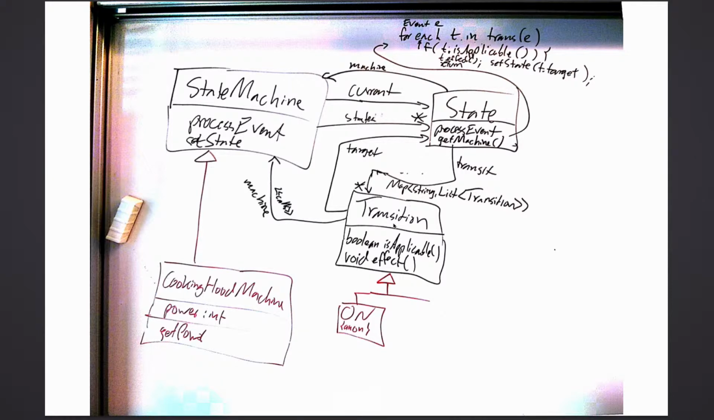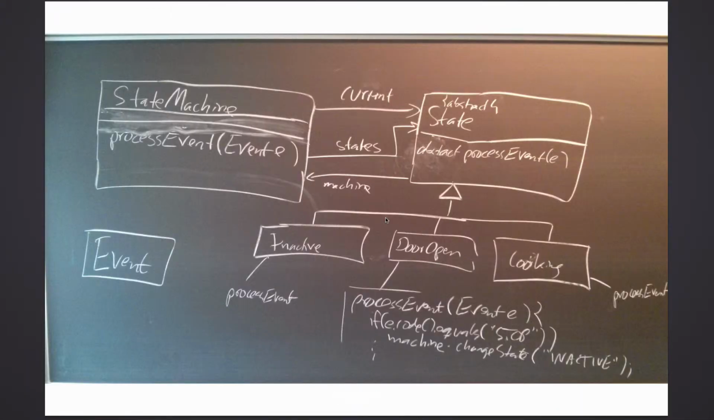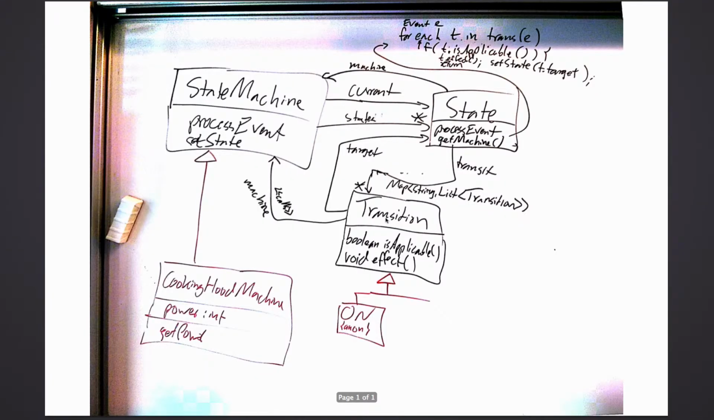Now, the way we represent transitions now is that we have an object for each transition now, where before we had an object for each state. So now we have transition objects. So now on each transition, we can ask, is this transition applicable? And we can execute its effect. And then we make subclasses for each of the specific transitions.